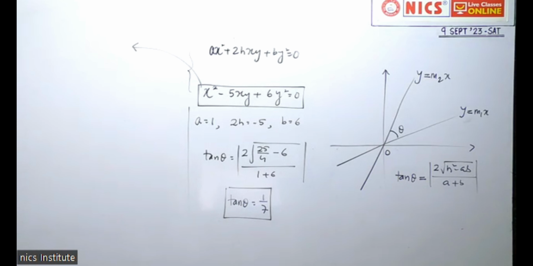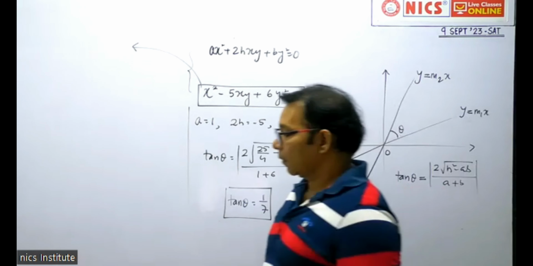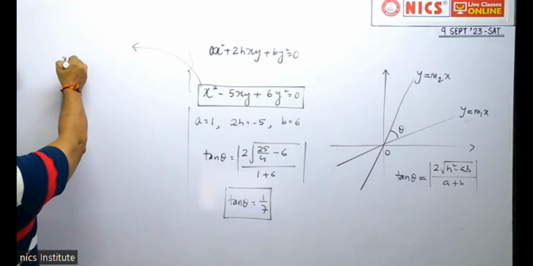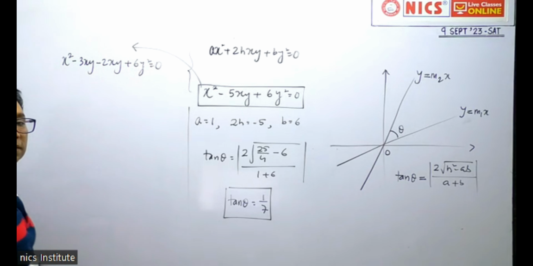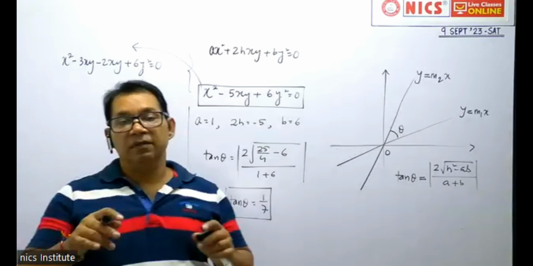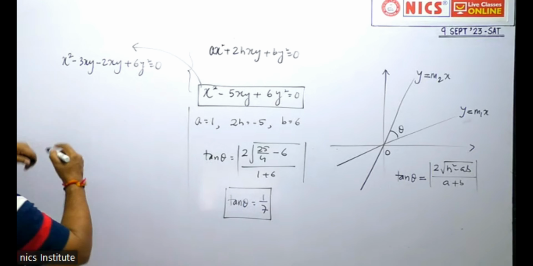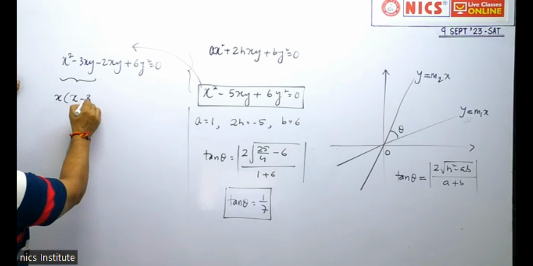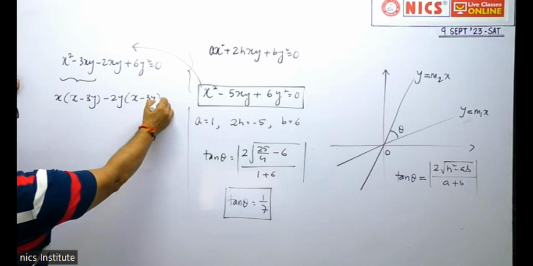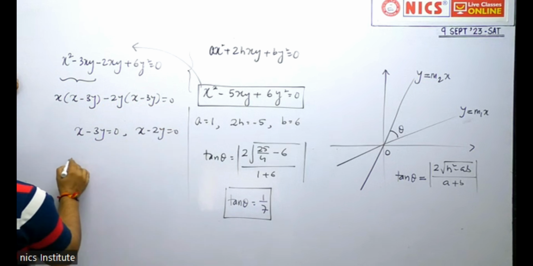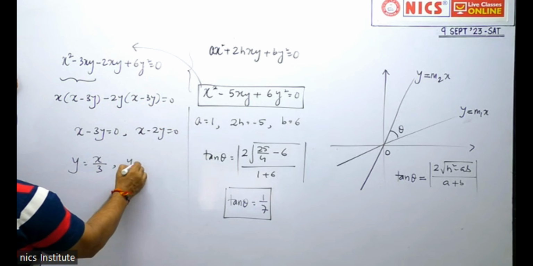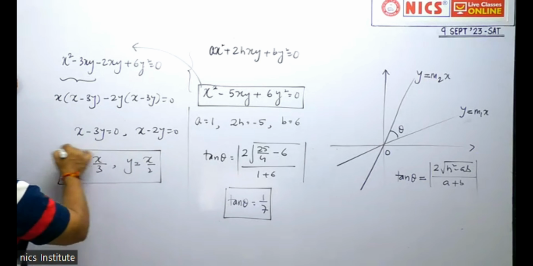Convert the equation into two separate lines. You can use middle term split. It would be x square minus 3xy minus 2xy plus 6y square. I'm using middle term split to convert the combined equation to two individual lines, right? This would be x common, x minus 3y, minus 2y common, x minus 3y equals to 0. The two lines are x minus 3y equal to 0 and x minus 2y is equal to 0. That gives you y is equal to x by 3 and y is equal to x by 2. So these are two individual lines.